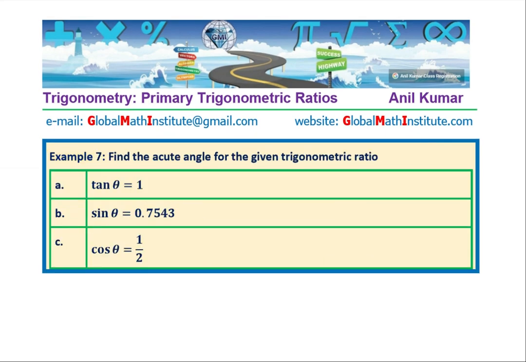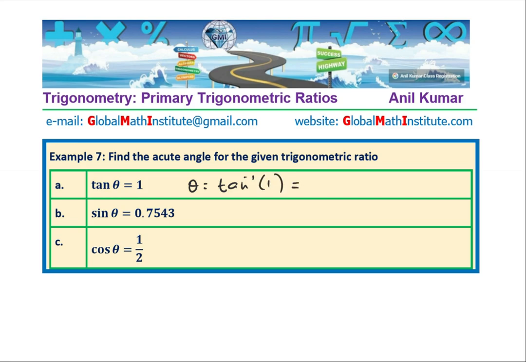So let's get back to some of the basics. We now need to find the acute angle for the given trigonometric ratios. So tan theta is equal to 1. What is theta equal to? Just use your calculator and say theta is equal to tan inverse of 1. And when you do that, you'll get your answer.